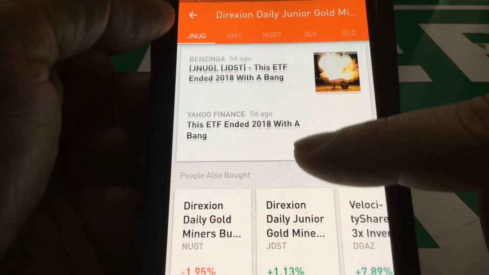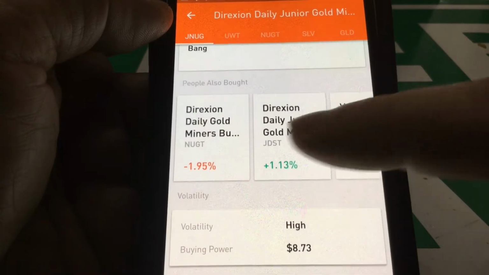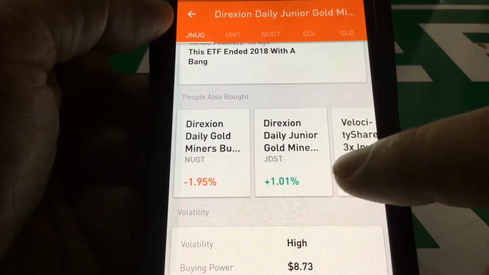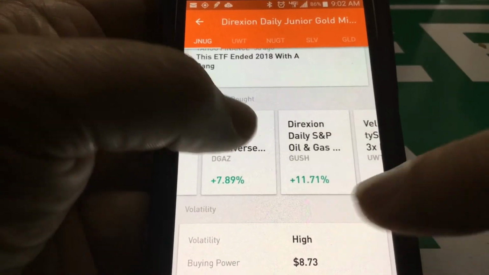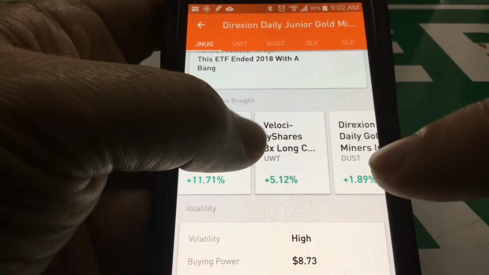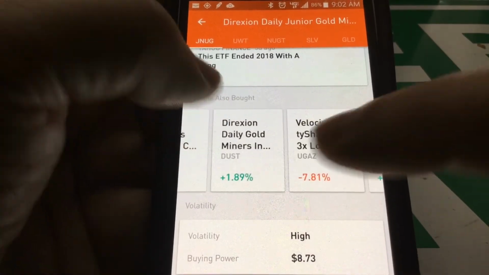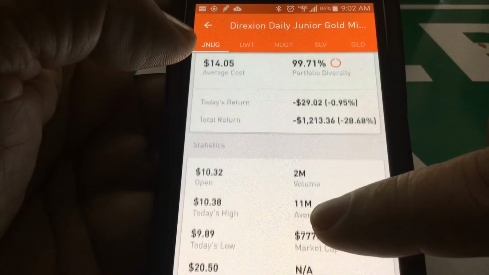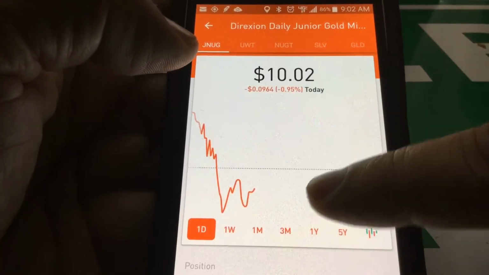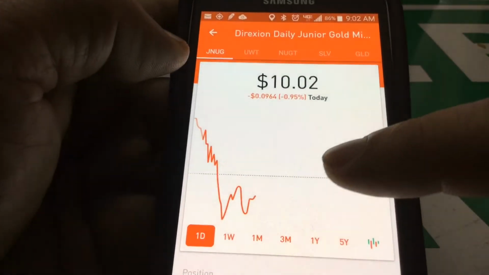So it gives you updates, and you can scroll here. There's a bunch of other mining stocks, oil and gas. There's a bunch. So what we're gonna do here is where was I?